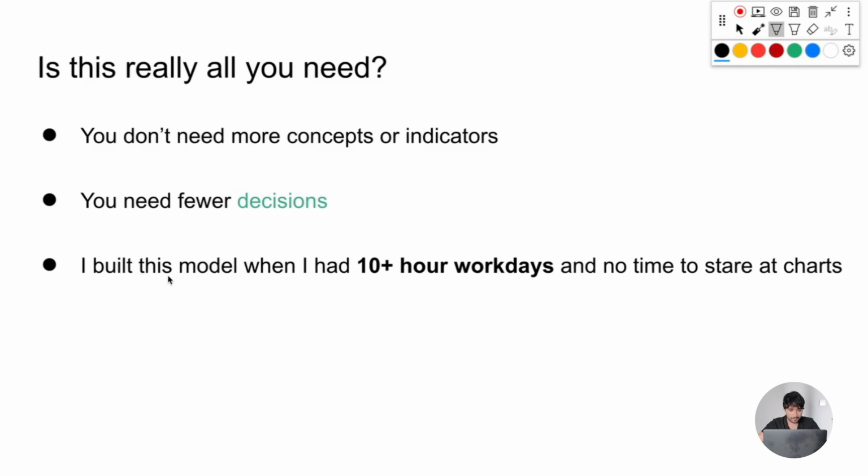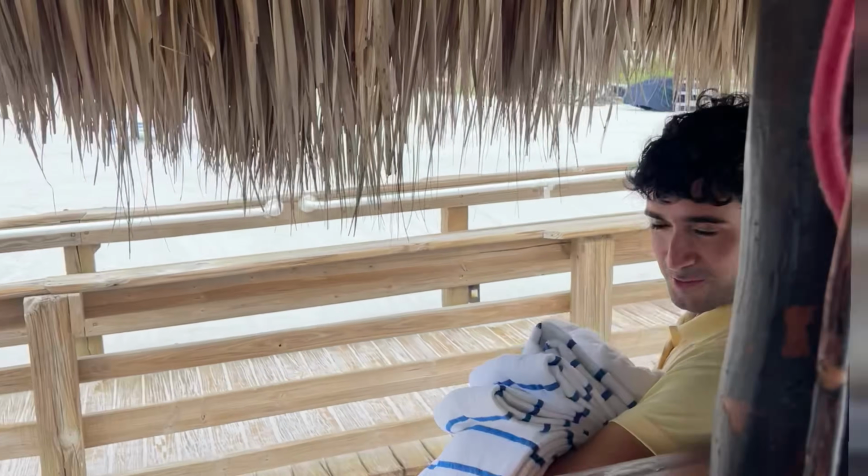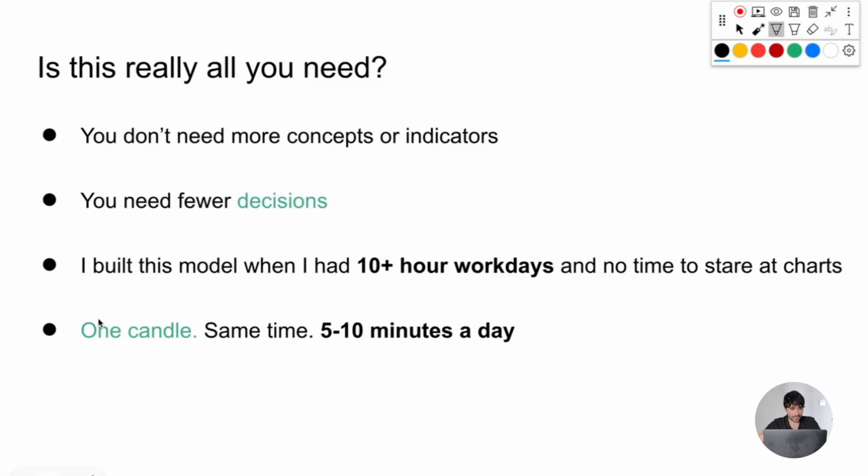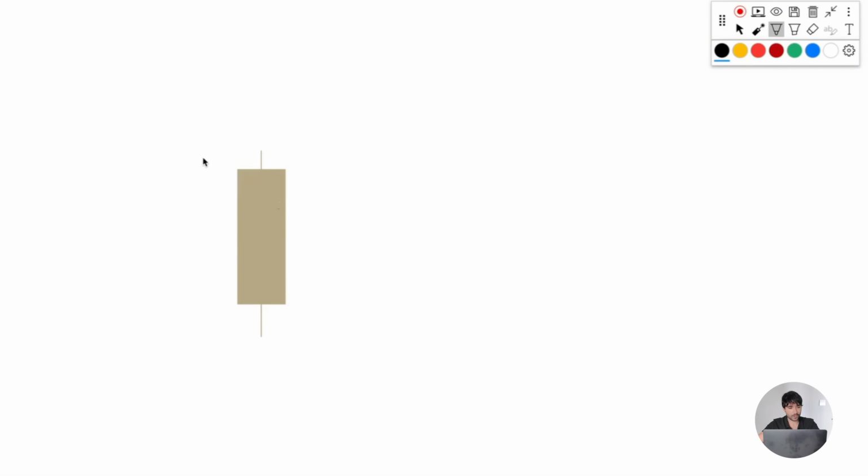When I built these one candle models, I was working over 10 hours a day as a beach boy, and I really had no time to stare at charts, waiting for an entry. So I decided the best way to trade was with one candle, at the same time, for only 5 to 10 minutes a day. Of course, we only need one candle, and in this case, we need to wait for the daily timeframe's candle to close. That is going to be at 5 p.m. for EUR/USD, in the Eastern time zone.